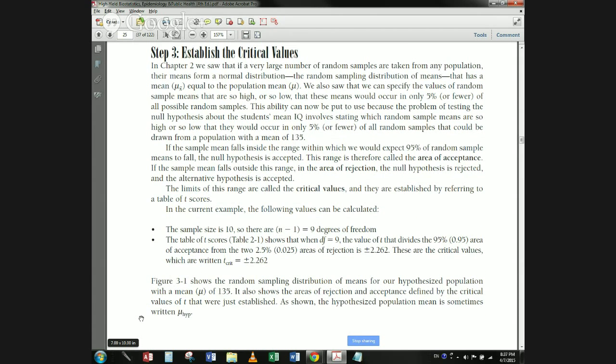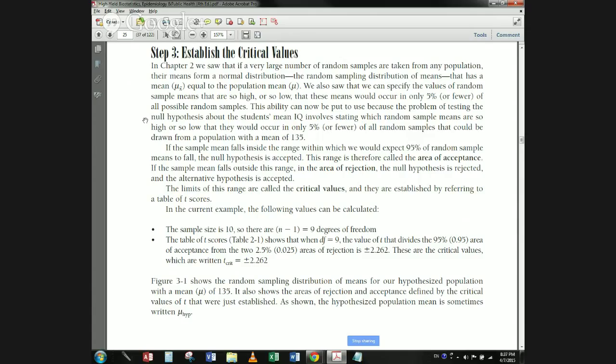Step 3. Establish the critical values. In Chapter 2, we saw that if a very large number of random samples are taken from any population, their means form a normal distribution, the random sampling distribution of means, that has a mean equal to the population mean, which is mu. We also saw that we can specify the values of random sample means that are so high or so low that these means would occur in only 5% or fewer of all possible random samples.